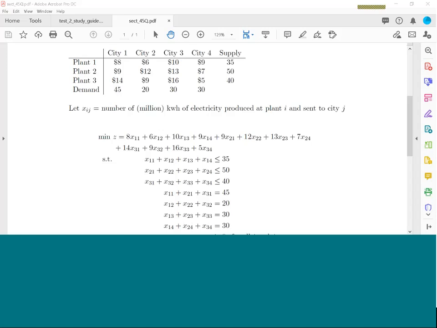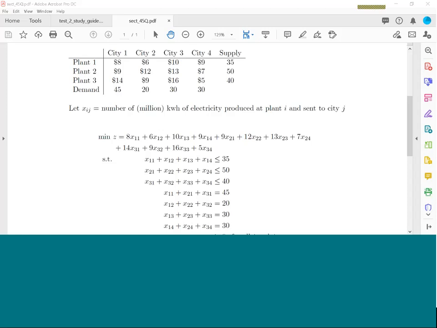You can do the same thing for each of the plants. So for plant 2, if you add up across the row, so all of the amounts that it ships out to the 4 cities, you can't exceed 50. So that's this inequality. If you add up all the amounts that are shipped out from plant 3 to cities 1 through 4, the total amount shipped out can't exceed their supply of 40. So that will give you this inequality.